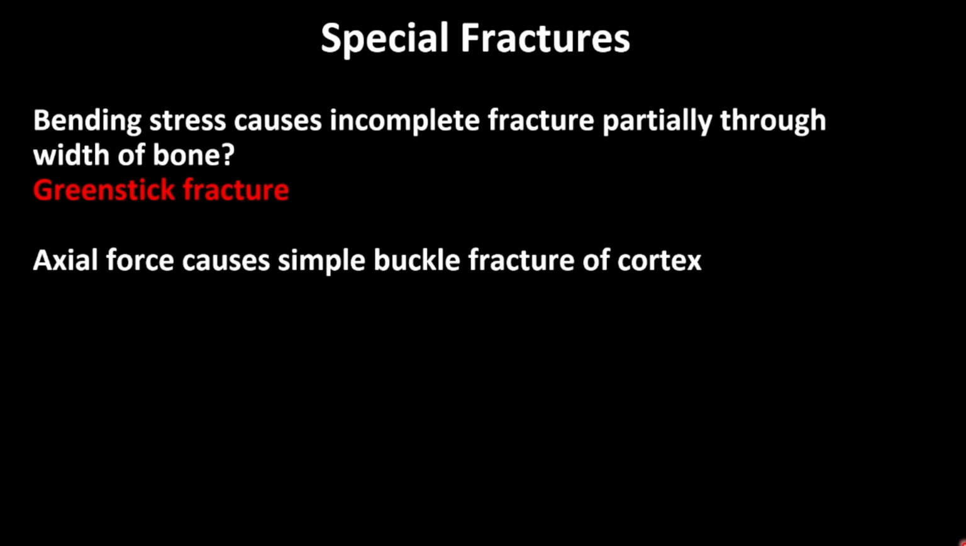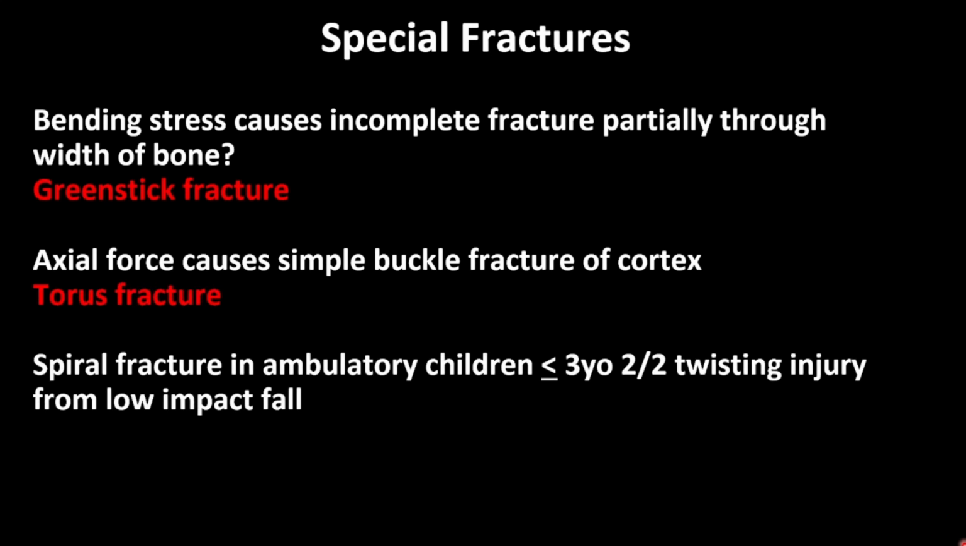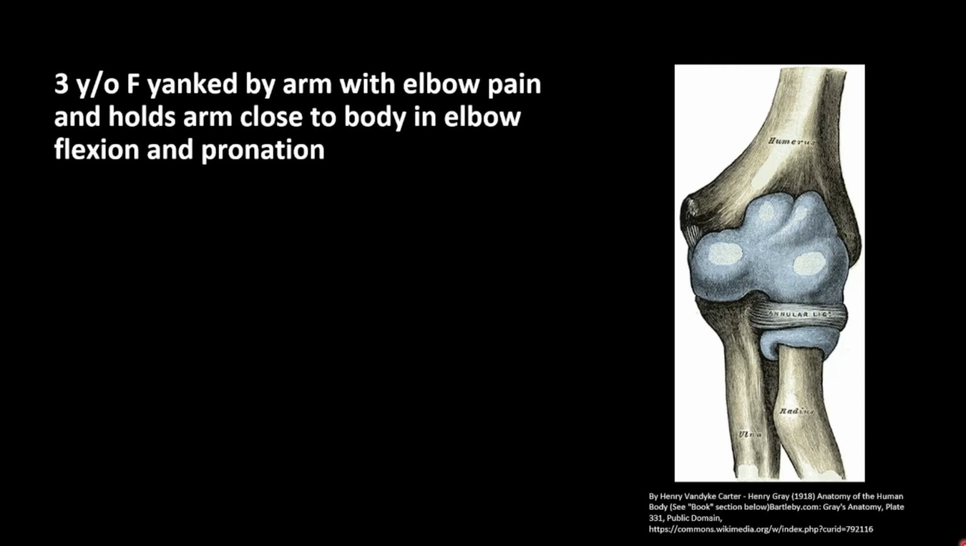Let's say axial force causes a buckle fracture of the cortex. This is a torus fracture. And then a spiral fracture in ambulatory children due to a twisting injury is a toddler's fracture.